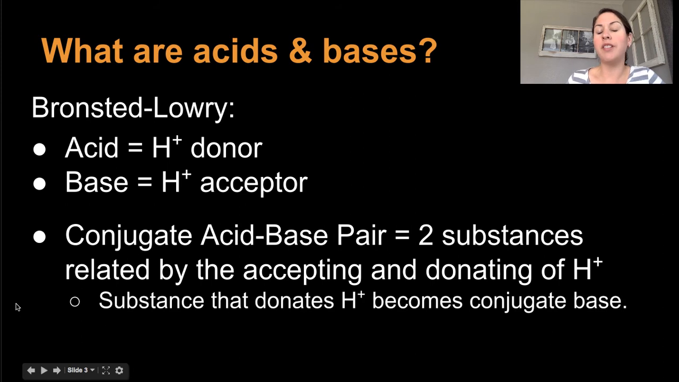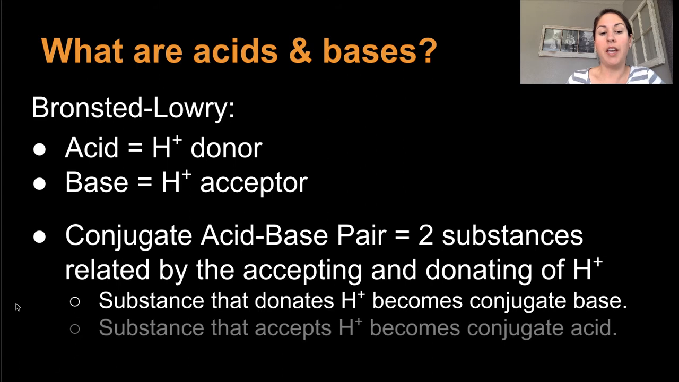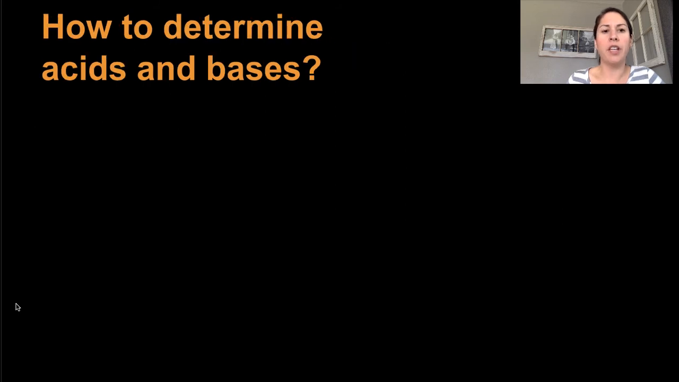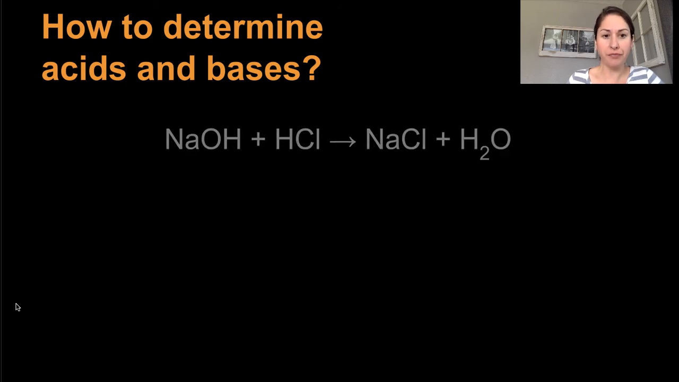And so the substance that donates the H plus becomes a conjugate base, and the substance that accepts a hydrogen ion becomes a conjugate acid. We're going to take a look at an example of this in just a moment. First thing is let's just look at how to determine acids and bases.